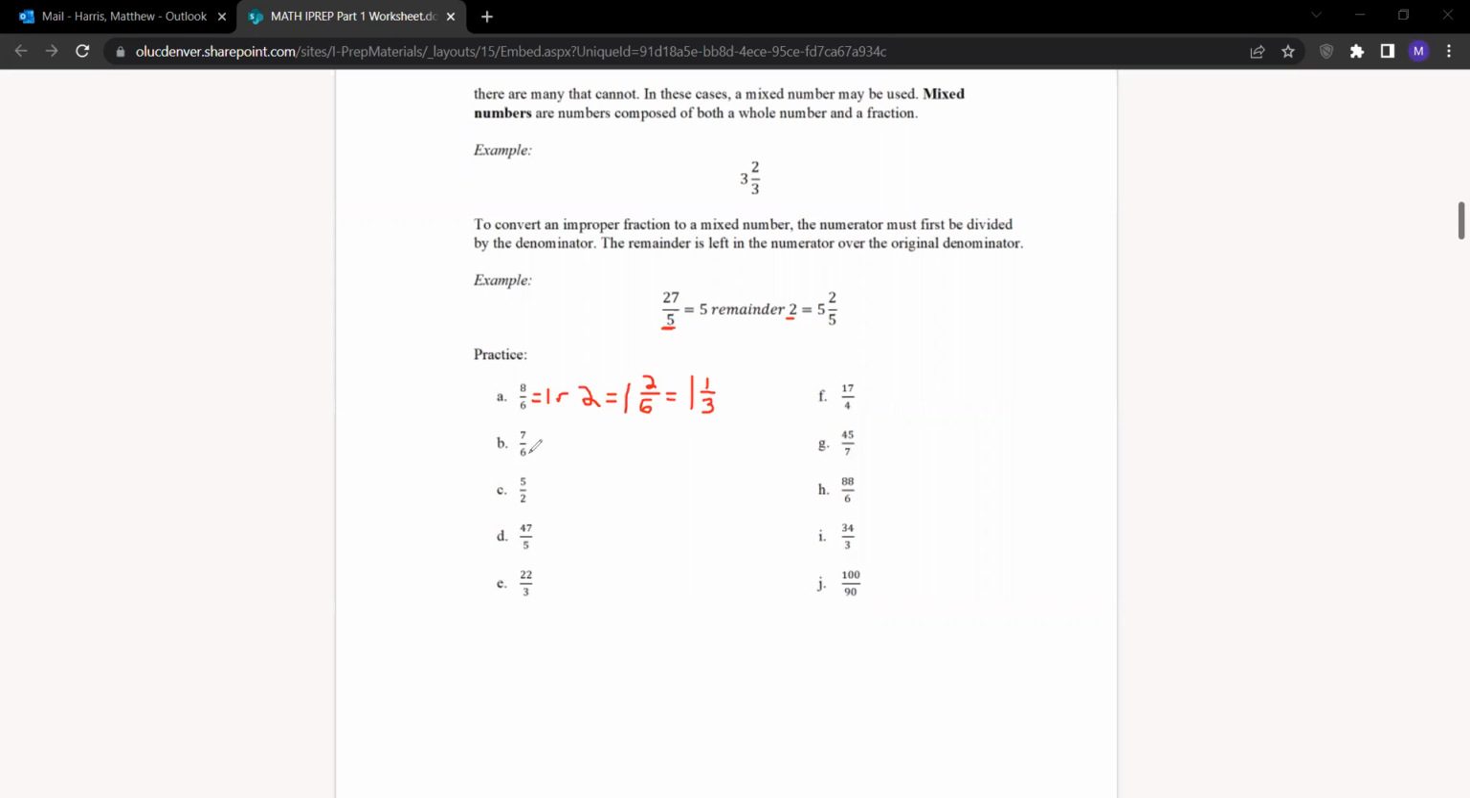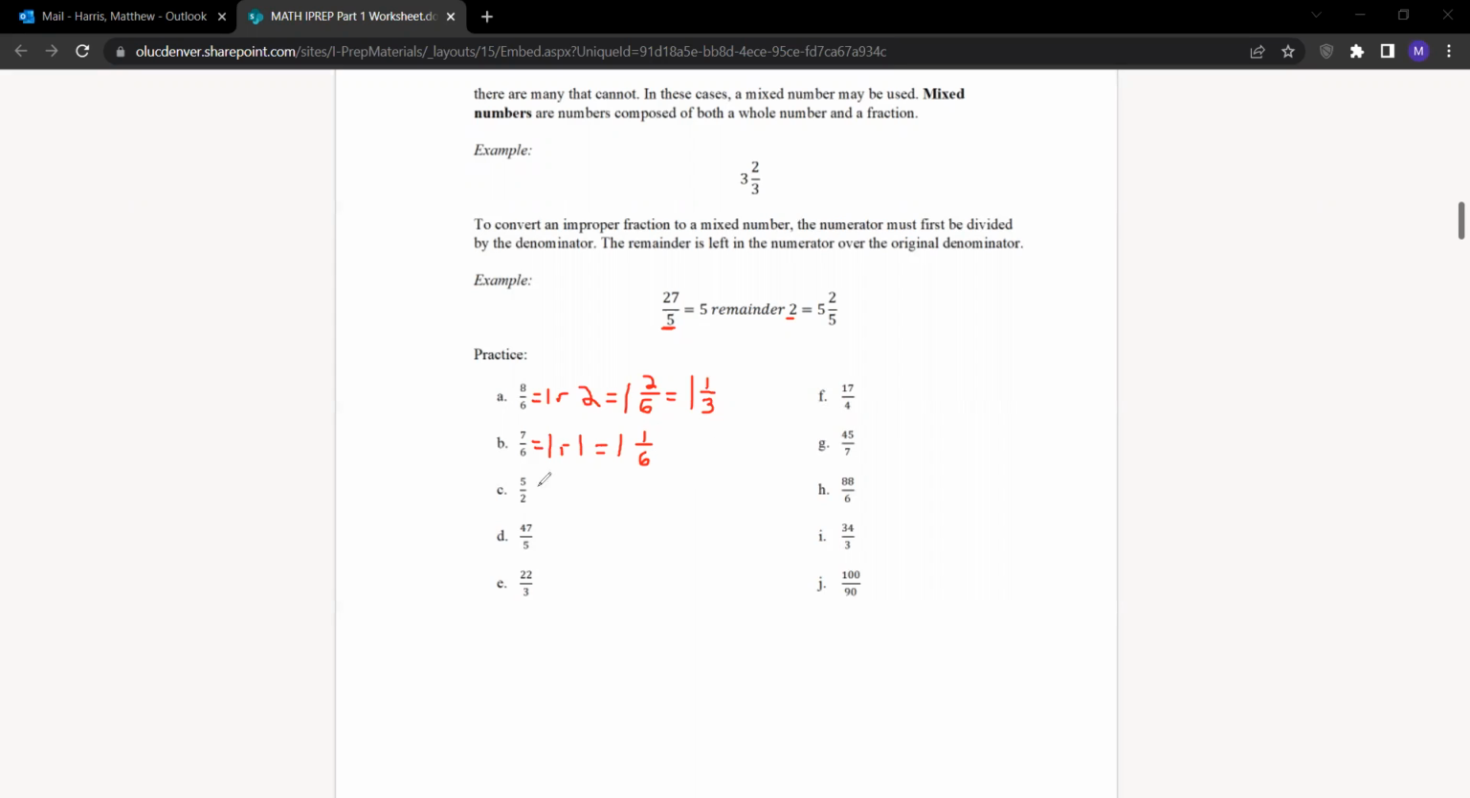All right, our next one, we have 7/6. So again, how many times does 6 go into 7? Just the one time. So we have 1. This time we have remainder 1. So we go to 1 and 1/6.